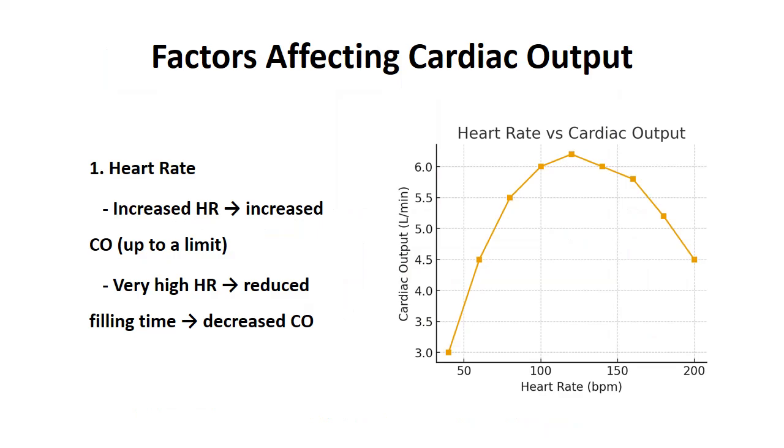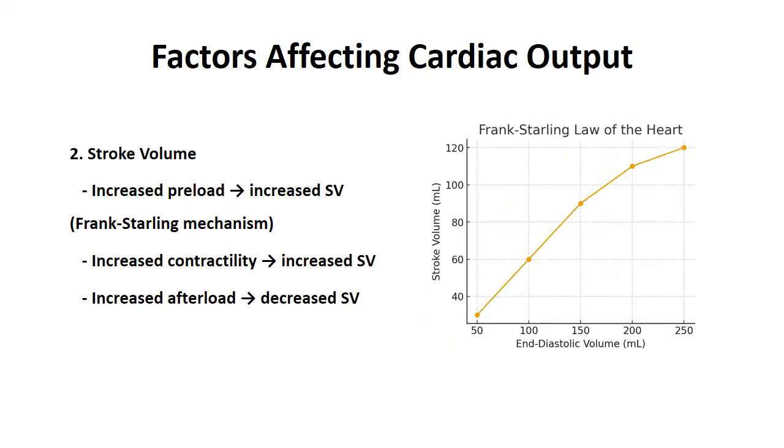Now, what are the factors affecting cardiac output? When heart rate increases, cardiac output rises, but only up to a certain limit. If the heart beats too fast, the ventricles don't fill properly and output drops. Stroke volume increases with higher preload or contractility but decreases with higher afterload.